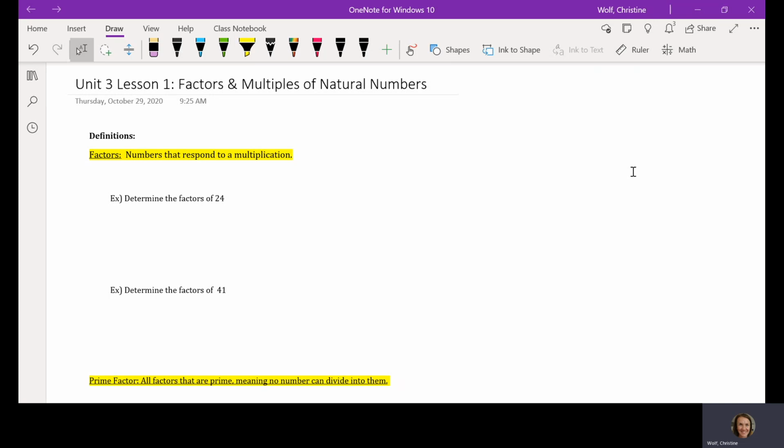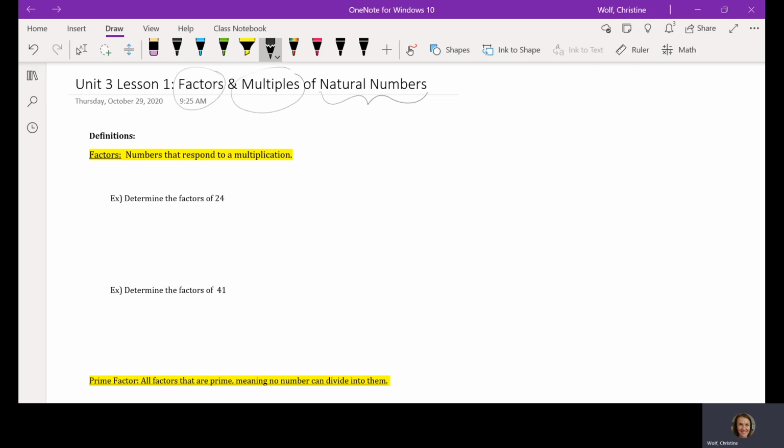Okay, that sounds complicated and scary. It's really not, okay? Natural numbers are just numbers that aren't negative, essentially. So we're going to be dealing with no negative numbers today, only positive numbers, and there's not going to be any decimals or fractions. So we're only going to be dealing with whole numbers that are positive. And what we're going to be looking at are their factors and their multiples.